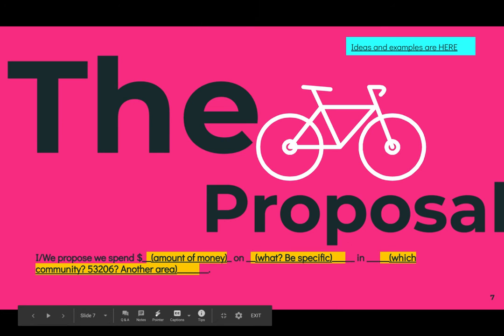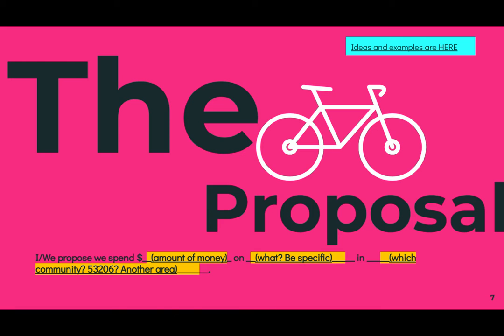How to complete the initial proposal slide. You can see at the bottom, highlighted in yellow, are the places where you're going to make it really clear to us up front. This is what you want to spend the money on. You have up to 20 million on what and in what community.